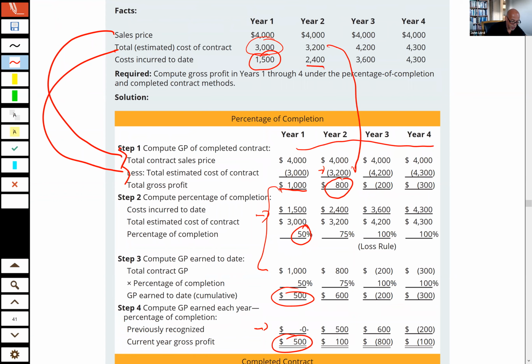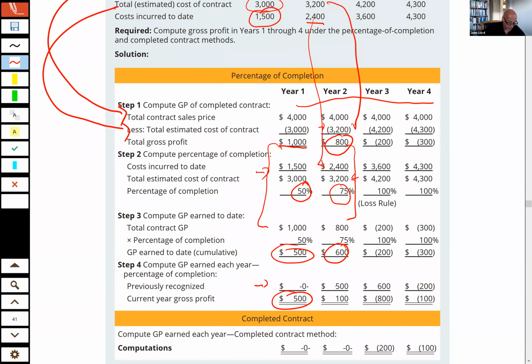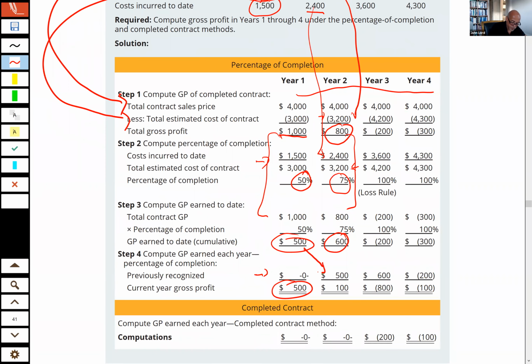And now they're telling us cost incurred to date are 2,400. So now with our new cost estimate of 3,200 as our denominator, our numerator is the cost that we've incurred to date. So now we're thinking we're 75% done. We're thinking our profit's going to be 800,000 on that. So we think the profit earned to date on the contract will be 600,000. But we already took what? 500,000 in the previous year. So now we're saying, hey, of the entire 600,000 on that contract, we've earned 100,000 this year because we're attributing 500,000 to last year.